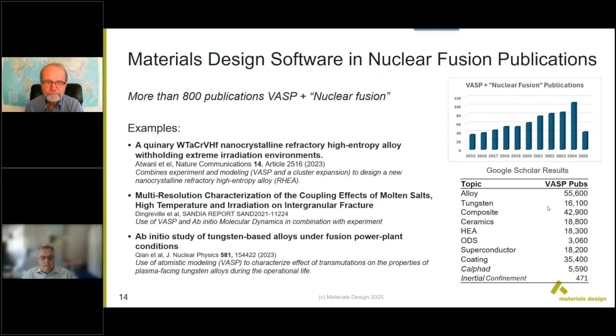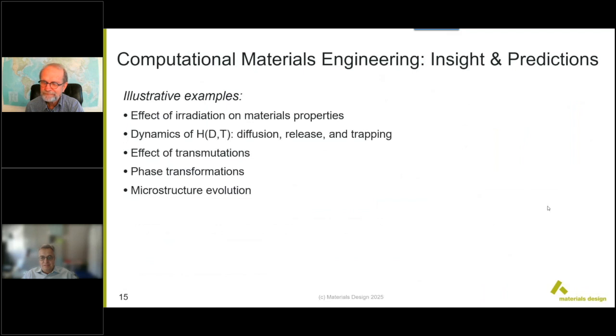I picked 3 publications here. The first one is about alloys, very interesting recent work on designing those alloys in extreme irradiation environments. Another one is about the coupling effects of molten salts. And the third one is pretty close to what Dr. Wimmer is also going to talk about a bit. It's about really tungsten-based materials, alloys, and how they behave under fusion power plant conditions. So with that, I will pass over to Dr. Wimmer, who is going to take us through some real examples of materials modeling for fusion applications.